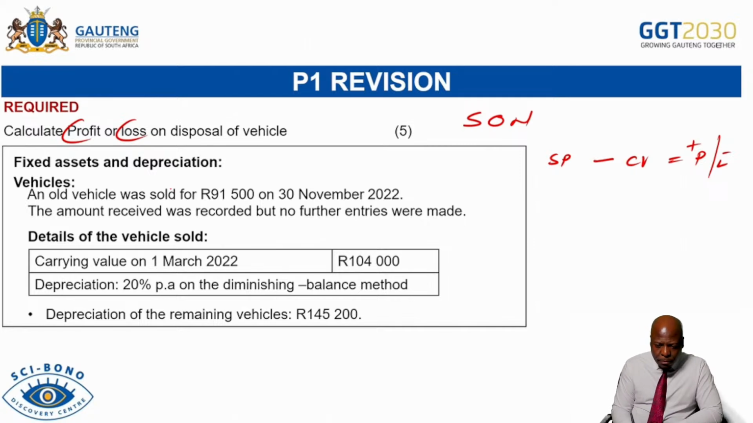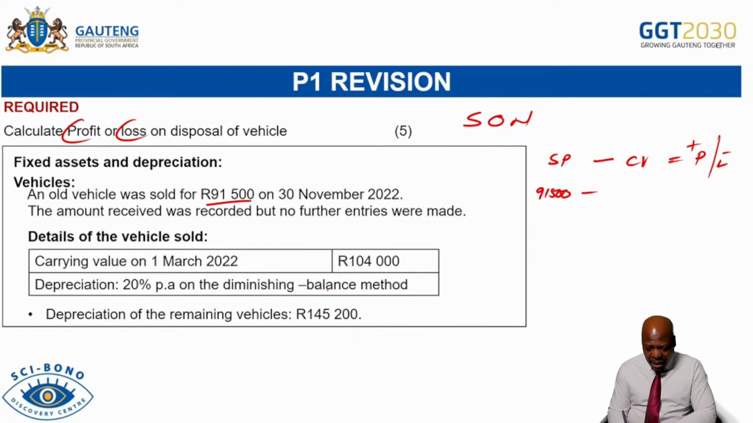Let's come and see. An old vehicle was sold for 91,500. That simply means I'm going to come here. My selling price is going to be 91,500. Then I'm going to say minus my carrying value. I'm told that the carrying value on 1 March is the beginning. So you would have caught these dates in your reading time. Don't always assume.